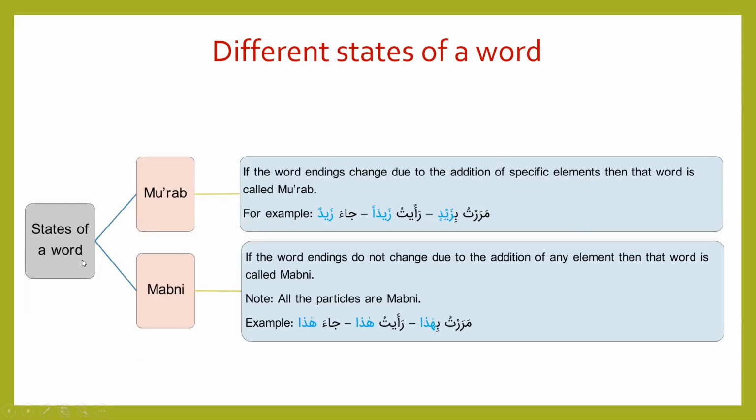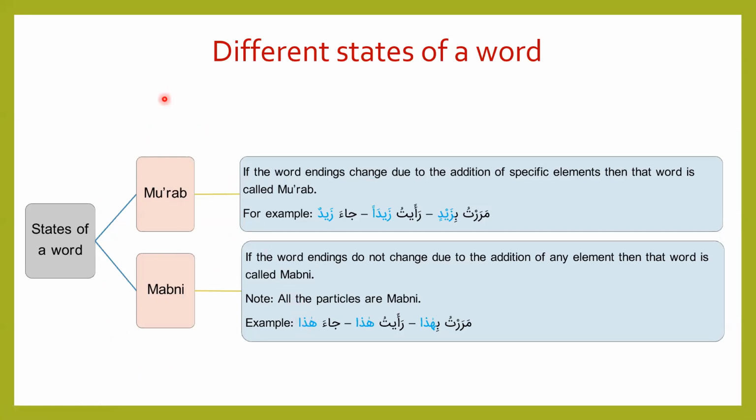See, states of a word, it can be mu'rab or it can be mabni. What is the meaning of mu'rab and mabni? That one kalima, one word can be mu'rab or mabni. For example, ism is a word. Ism can be mu'rab, ism can be mabni. Fail, verb is a word. Verb can be mu'rab, verb can be mabni. So this is the definition of mu'rab and mabni.